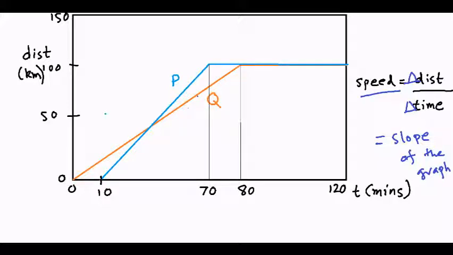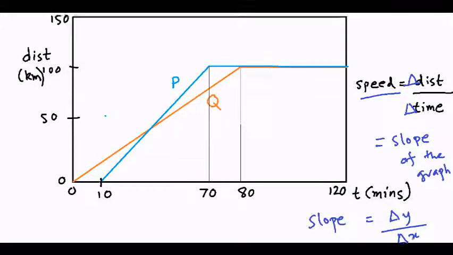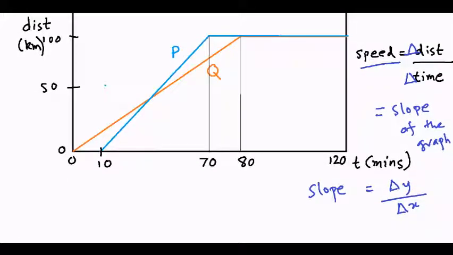Slope is just given by delta y, which is the change in the y-axis, over the change in the x-axis. Now in the case of P, if you look at my change in the y-axis, it's the same for P and Q. It's 100 kilometers. So let's just leave it at 100 kilometers.